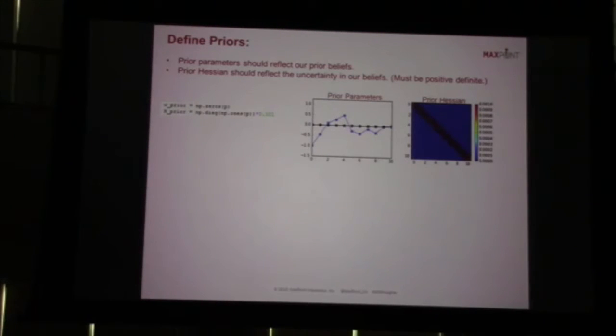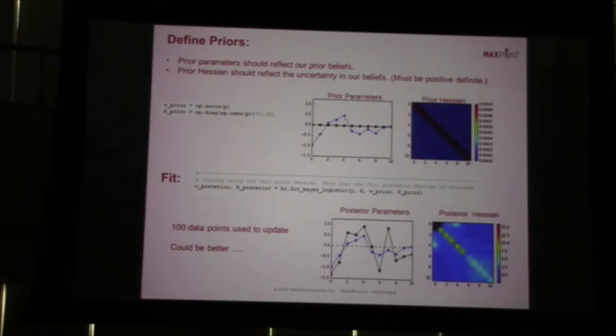We can now define a prior, and we define a mean and prior Hessian, and now we can fit it. And this is all that it takes. It's really just W posterior, H posterior is fit Bayes logistic of Y, X, prior mean, prior Hessian. And here I used 100 points to update. Okay, it's doing better, it's doing okay, but we could do better.